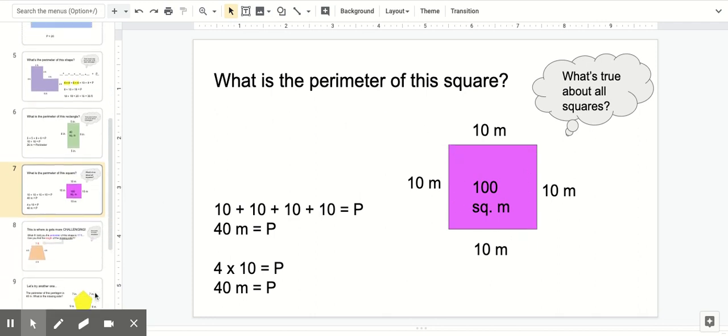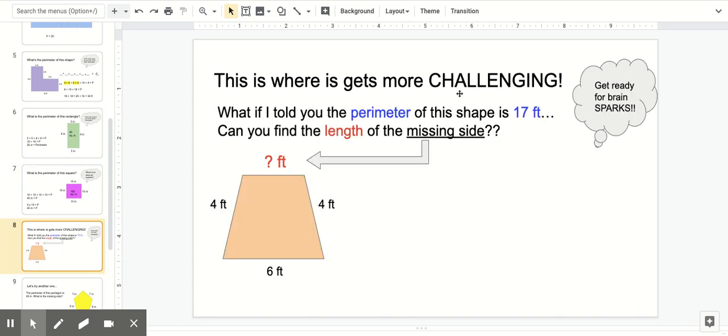Okay, so we can get to more challenging questions about perimeter with something like this. What if I told you the perimeter of this shape is 17 feet?